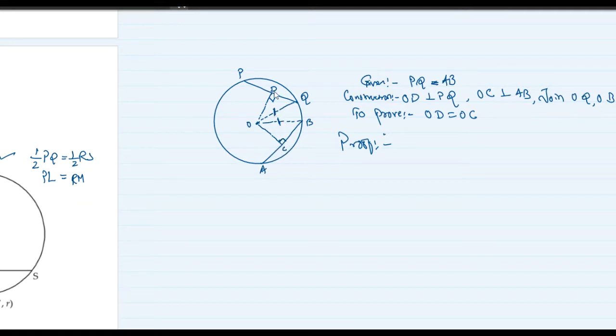This angle is 90 degrees, this is also 90 degrees, and PQ is equal to AB. So half of PQ will be equal to half of AB. So DQ will be equal to BC.